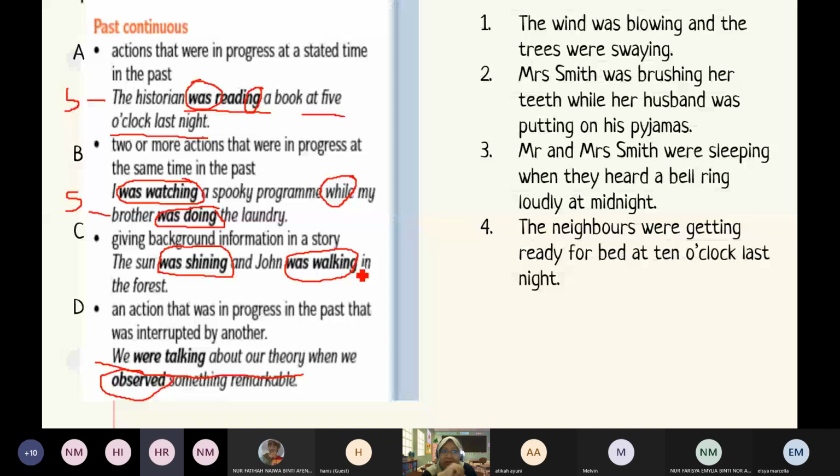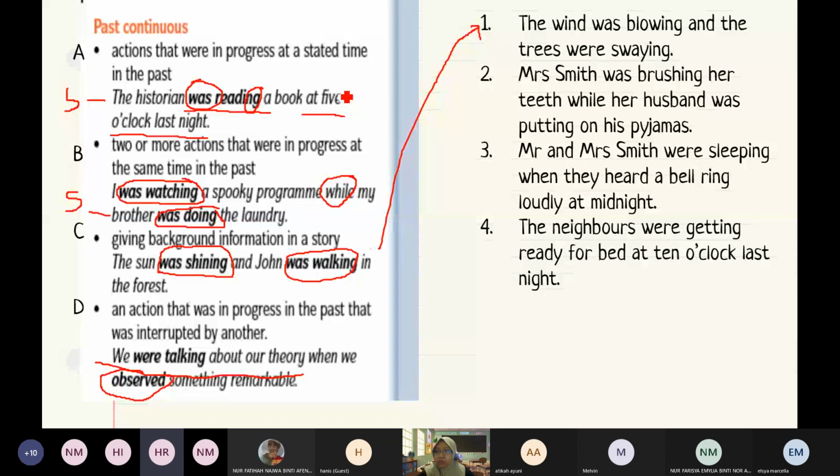Apa, what we call that? Apa verbs, apa kejadian, apa perbuatan yang terjadi dekat number 1 tu? C. Yes, the correct answer is C. It is giving information about story. This is the most suitable one. Okay, number 2.